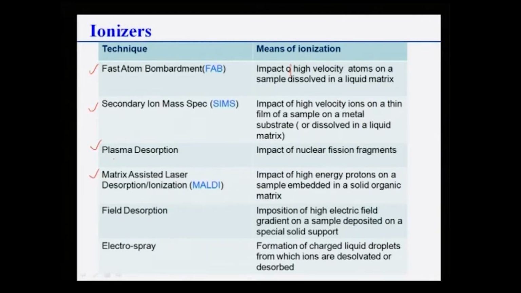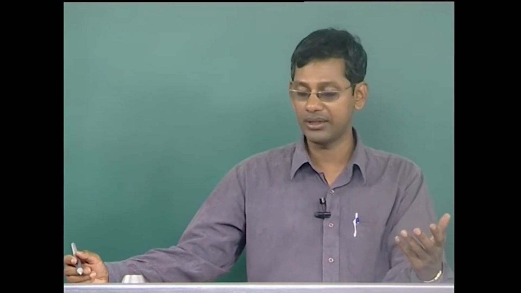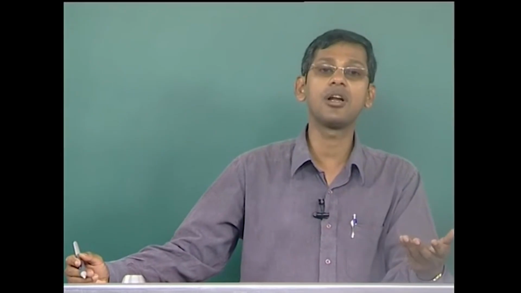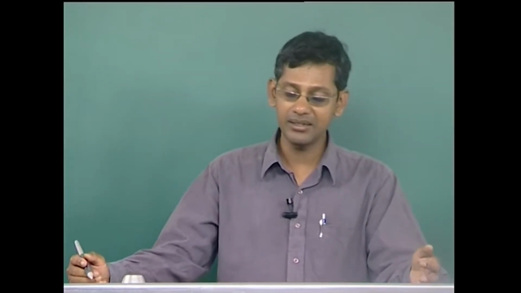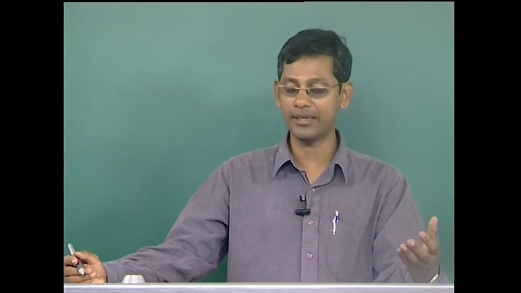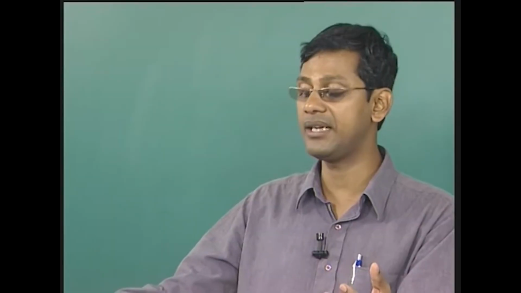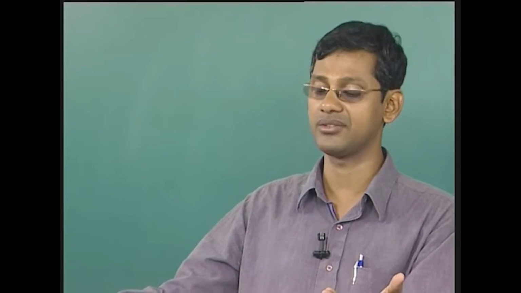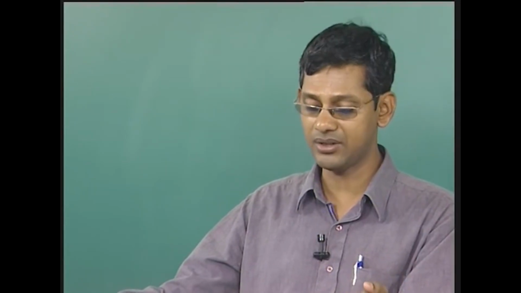It creates ions by impact of high energy photons on a sample embedded in a solid organic matrix. A photon is nothing but h nu, a laser has a lot of photons or quanta, and this is allowed to fall at high velocity on a sample which is embedded in a solid organic matrix, and that is how you can create ions.